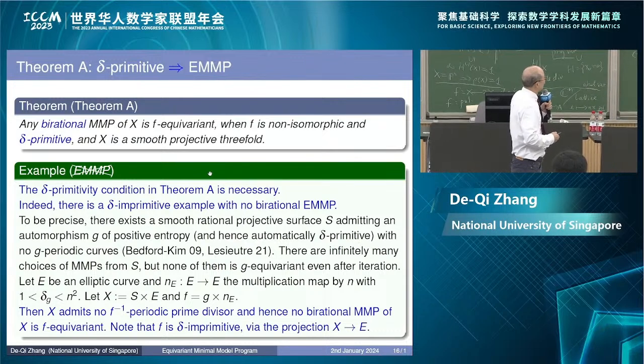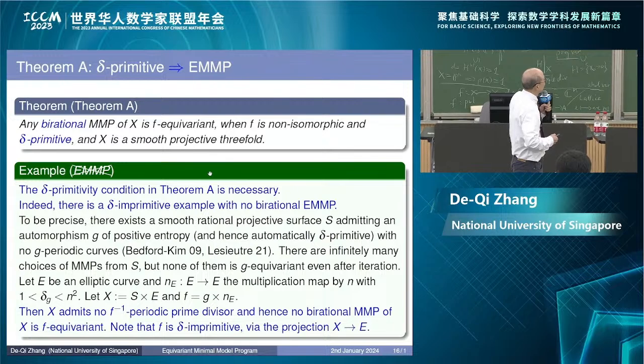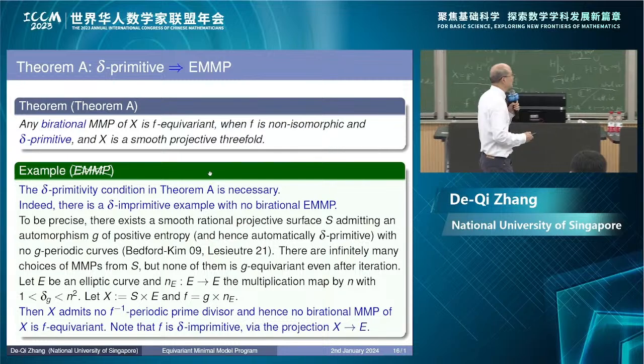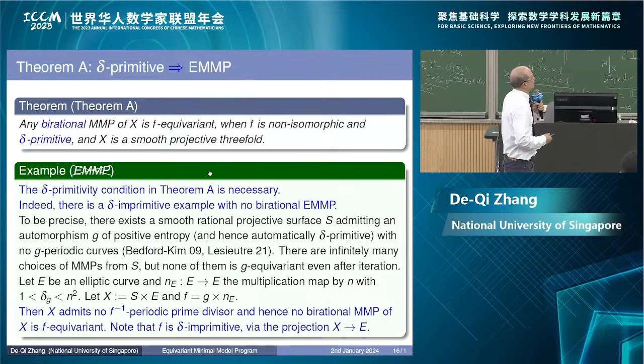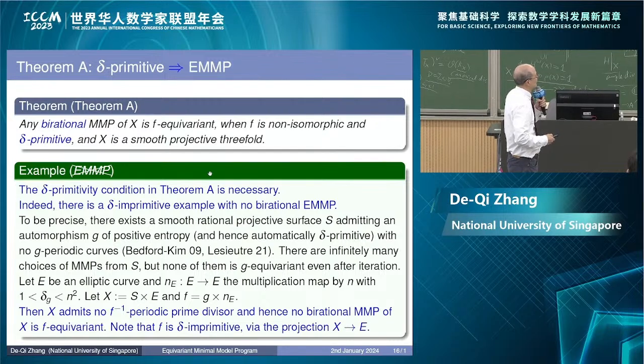So I guess I will mention two theorems and two applications. Theorem A is that the minimal model program in the bidirectional case is equivalent. The assumption is that f is not an automorphism, and it's delta primitive, and it's smooth and of dimension 3. Delta primitive is natural because otherwise you can reduce to the low dimension case. Smooth is some condition I need, and also dimension 3. Okay, that's the theorem.